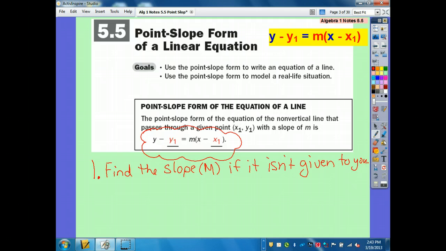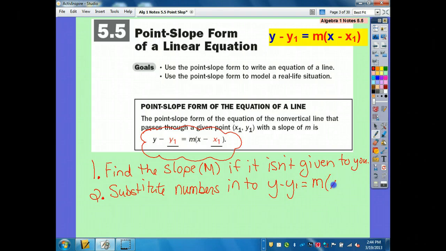So then after you have the slope, either you have to find it using y minus y over x minus x, or sometimes it's just given to you. After that, you have the slope. Number two, then, you need to substitute numbers into y minus y1 equals m times the parenthesis x minus x1, point slope form.